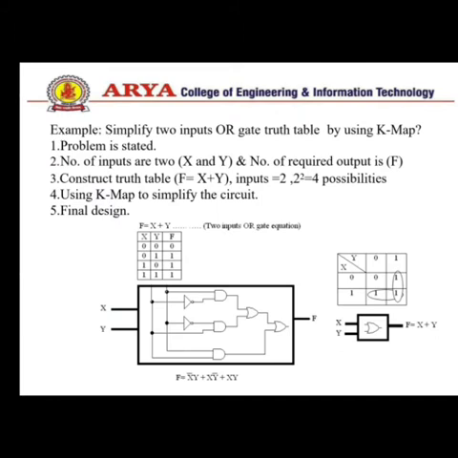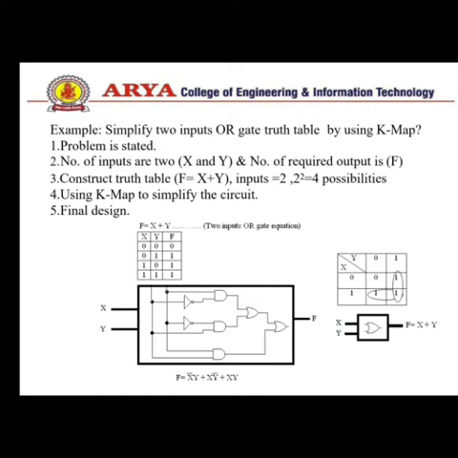We have given the problem statement: simplify a two input OR gate with truth table by using K-map. First, the problem is stated. Second, we identify the number of inputs. The number of inputs is 2, x and y, and the required output is f. After that, we construct the truth table for f equals x plus y. The number of inputs is 2 and the maximum possible conditions is 2 power 2, which means 4. Then we draw the truth table for the OR gate: 0 0 gives 0, 0 1 is 1, 1 0 is 1, 1 1 is 1.